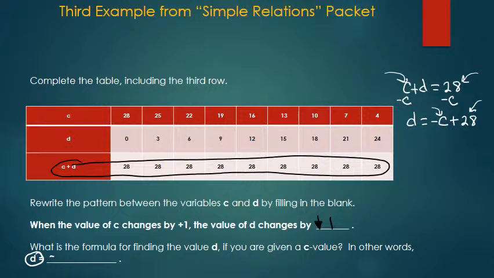Okay, now to check that, I'll write it down here: minus C plus 28. Now we need to plug a value in from our C row and see if it equals the correct D. I'll use this combination. C equals 19, and we have plus 28. Well, what is negative 19 plus 28? It equals 9, which is correct. That's what D should equal. So that confirms that our equation of D equals negative C plus 28 is indeed the correct formula.